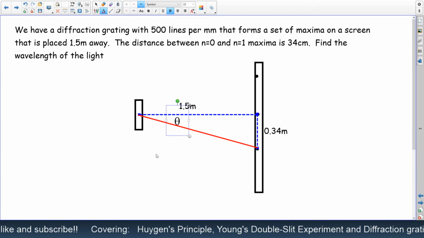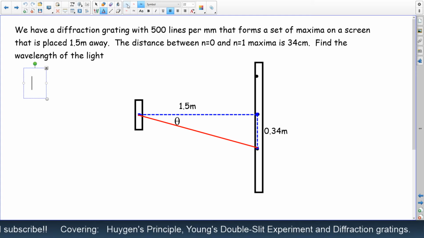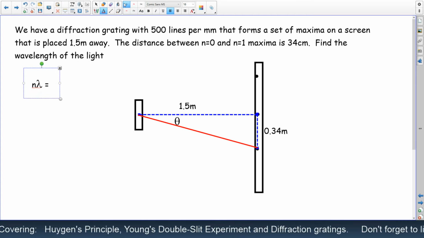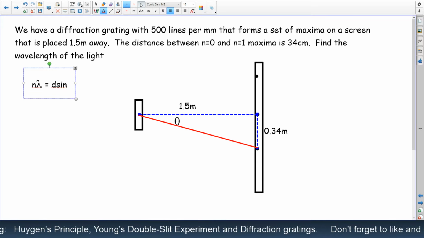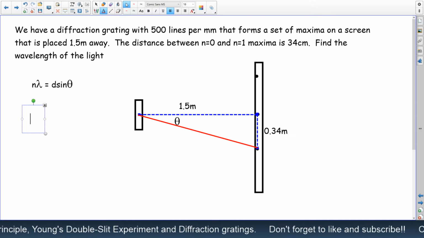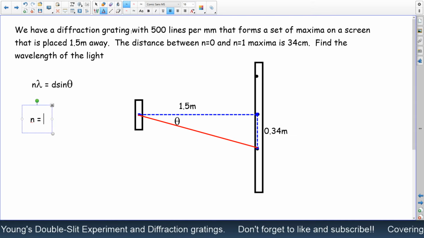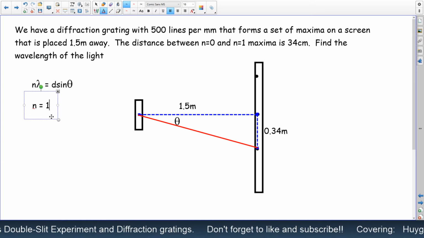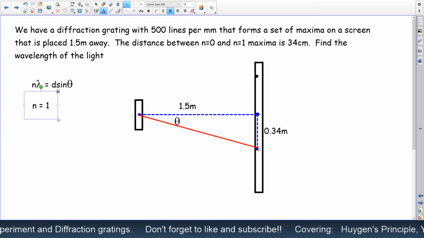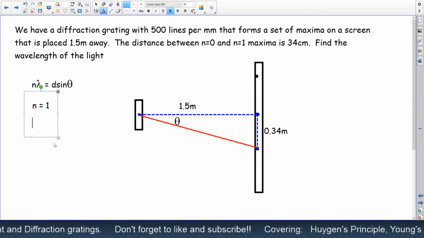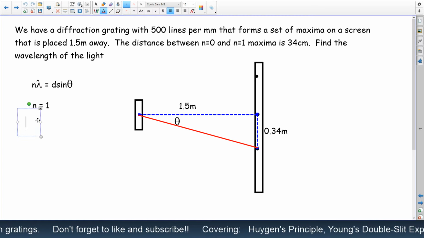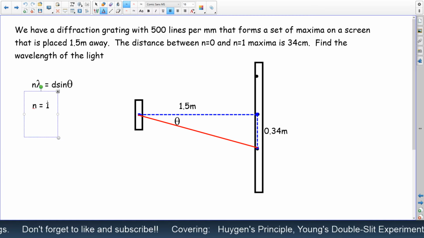Here, so theta will be in here. Okay, so what do we know? We know that the equation we want to use is n lambda is equal to d sine theta. We want to use that. We also know that the n value is 1, because it's the distance between n equals 0 and n equals 1, so we're looking at the n equals 1 situation here.